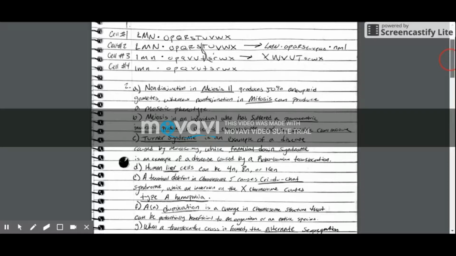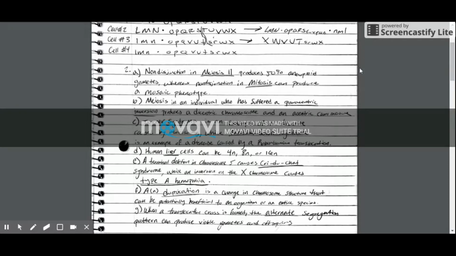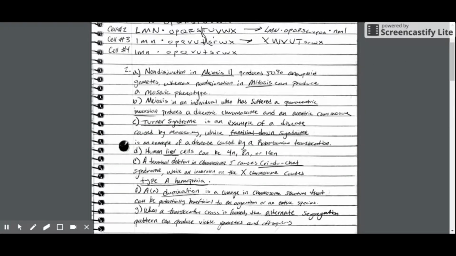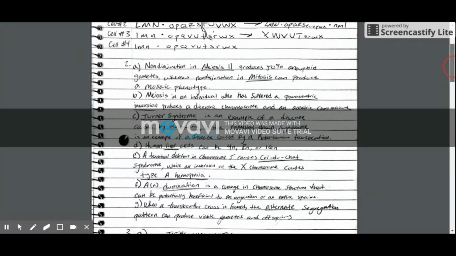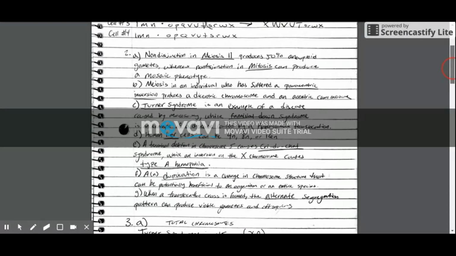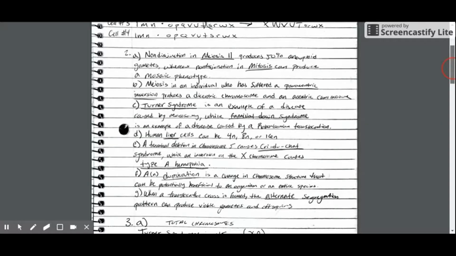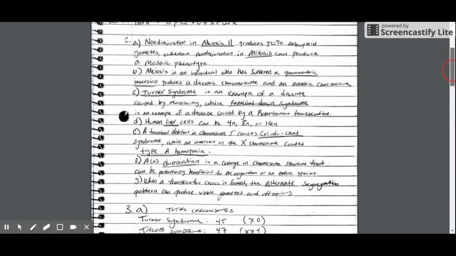Meiosis 2, it's having that non-disjunction in the second part. So half of them will be normal, half of them will be aneuploid, 25% being 2n minus 1, 25% being 2n plus 1. And mitosis talks about in the notes how it produces a mosaic phenotype. B, meiosis in an individual who has suffered a paracentric inversion produces a dicentric chromosome and an acentric chromosome.